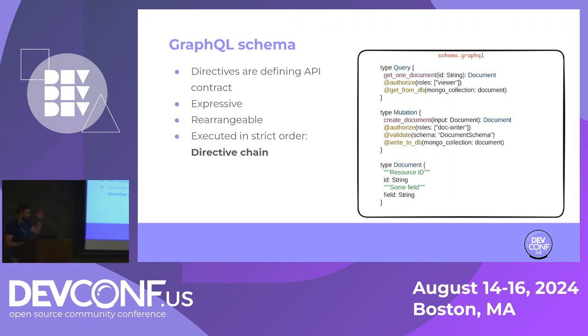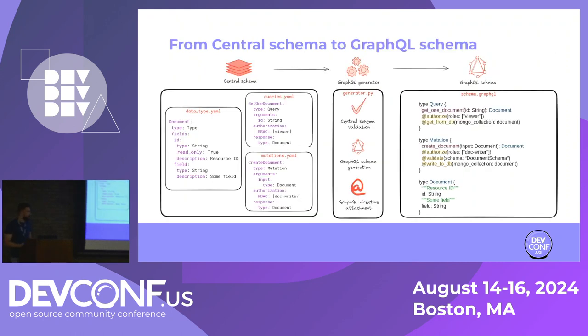Okay, so this is the schema that is ready to be passed to our GraphQL application, which will expose the GraphQL API. Okay, at this point you may say, wait. This is just writing a GraphQL schema with extra steps, right? But let's not forget that there are multiple generators producing multiple schemas, all sourcing from the same central schema specification.